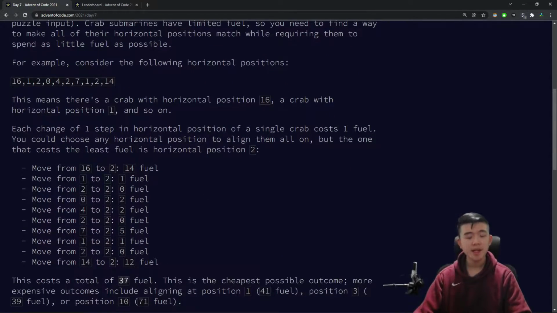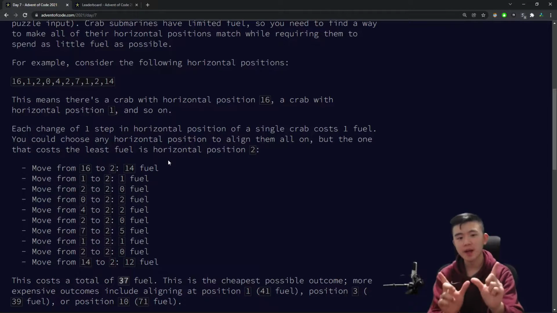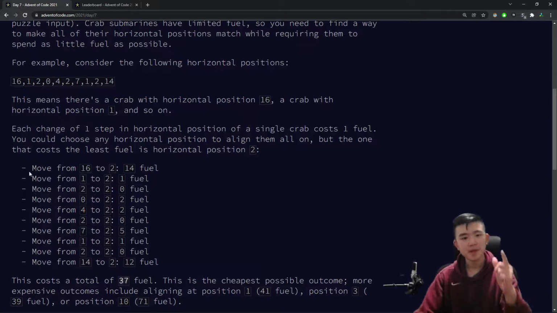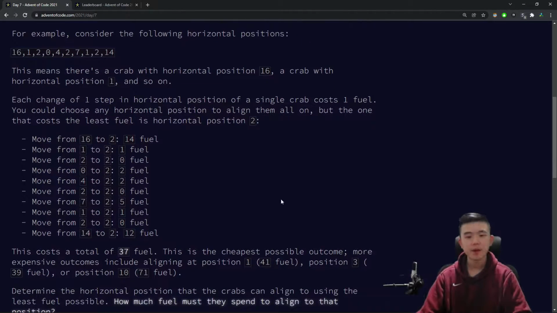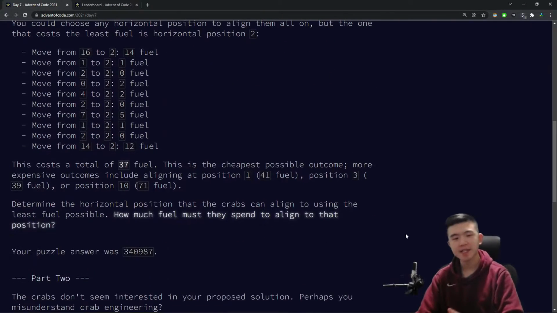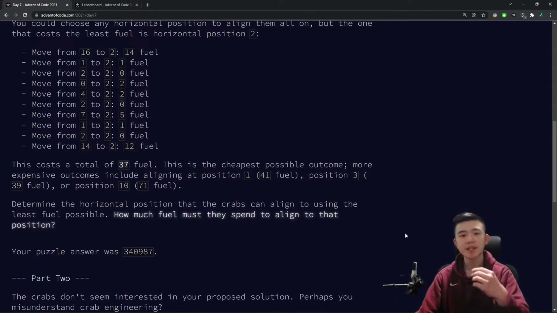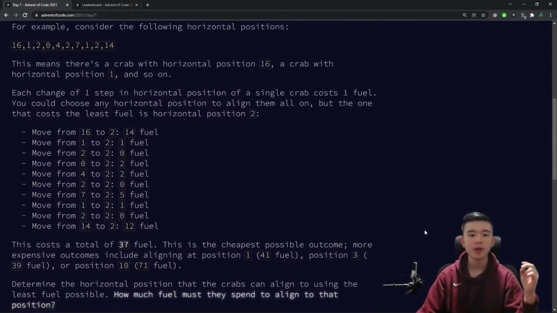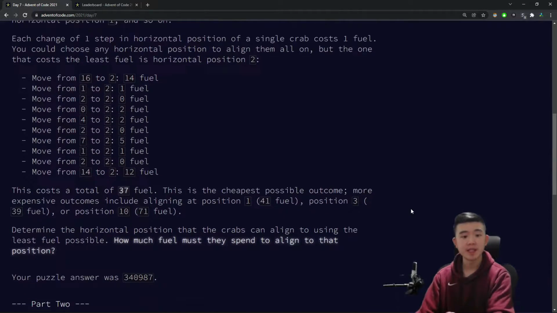So, the idea is that to move a crab from position X to position Y, it takes the distance between X and Y amount of fuel to move it. So for example, moving from 16 to 2 takes 14 fuel, and so on. So the question is, find a location on this axis such that it takes the minimum amount of fuel for all the crab submarines to all relocate to that position.